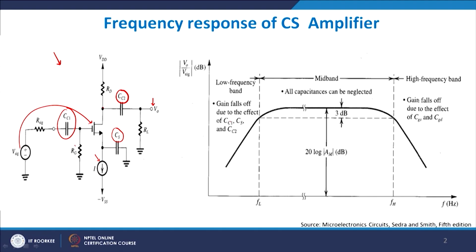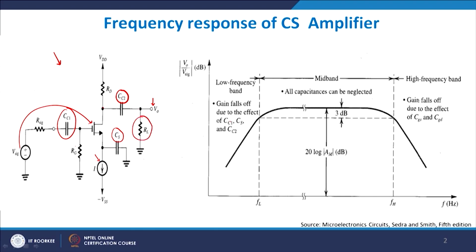RG is the gate resistance, RD is the drain resistance, and of course there will also be an RS, but since it is in series with a current source, RS will be negligibly small compared to the output impedance of the current source, and therefore that RS is missing at this stage. RL is the load resistance which you see here.